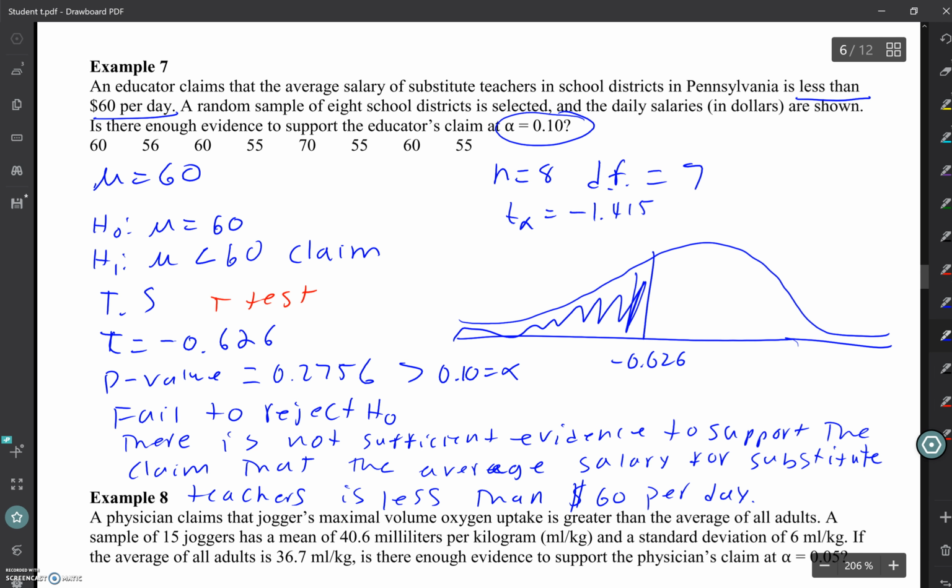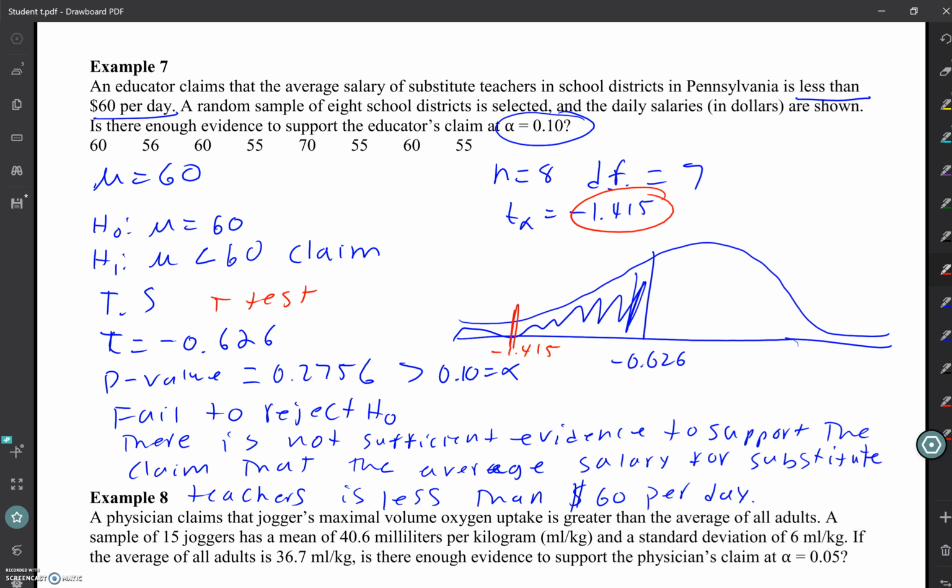And if we were to put this value on our picture, negative 1.415 is way out here, and our T value, T test statistic, fell on the inside of it, so we would still fail to reject.